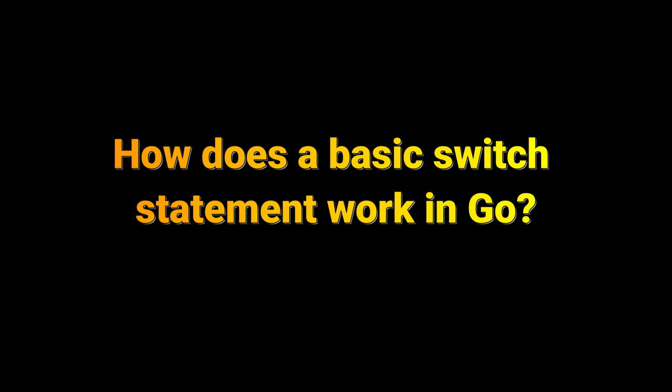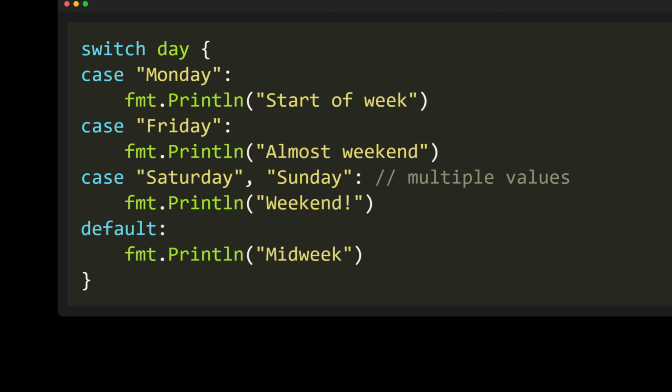Question: how does a basic switch statement work in Go? Answer: a basic switch statement in Go lets you check a variable against different cases. For example, if you have a variable called day, you can check if it's Monday and print start of week, if it's Friday, print almost weekend, or if it's Saturday or Sunday, print weekend. If the day doesn't match any of these cases, the default case runs and prints midweek.